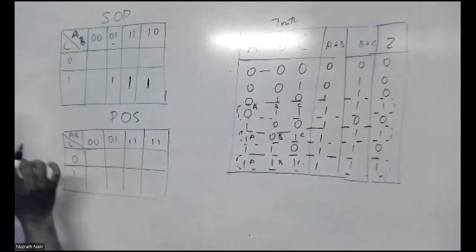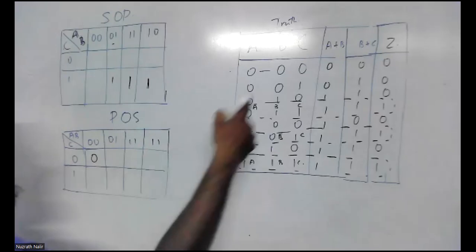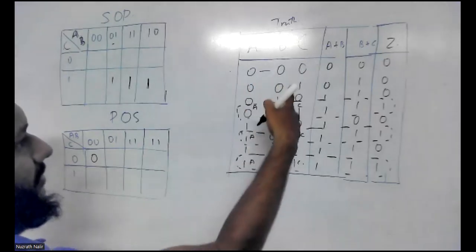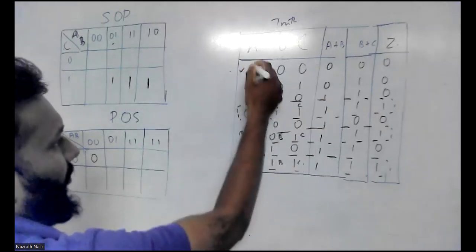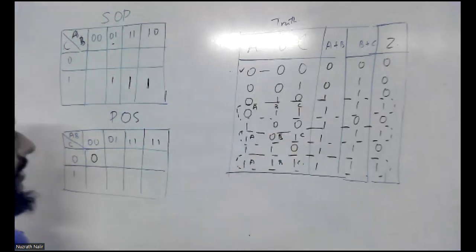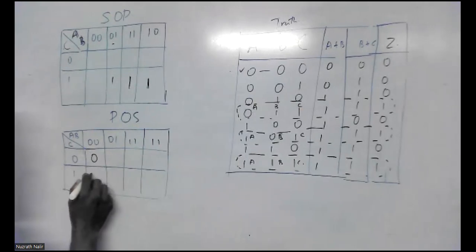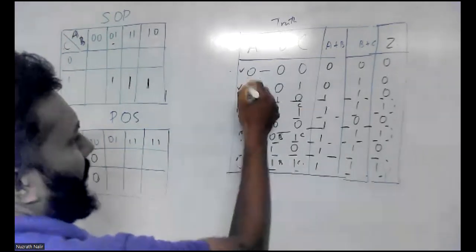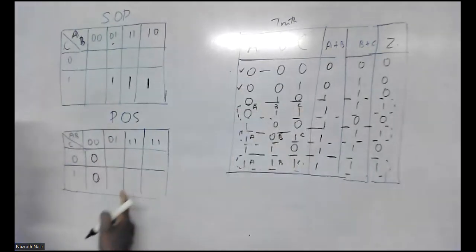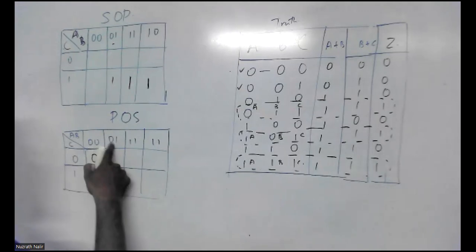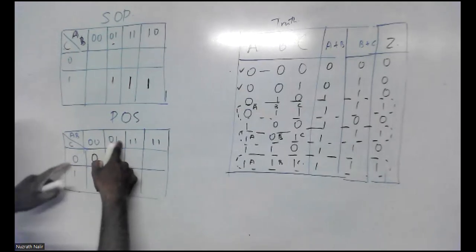A, B, C. This is 0. And A, B, C. This is okay. Second one. A, B, 0. And C is equal to 1. And this is also fine. So this one. A0, B1, C0.